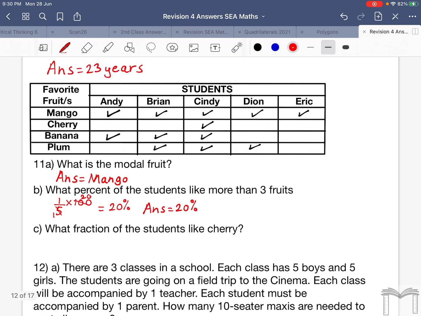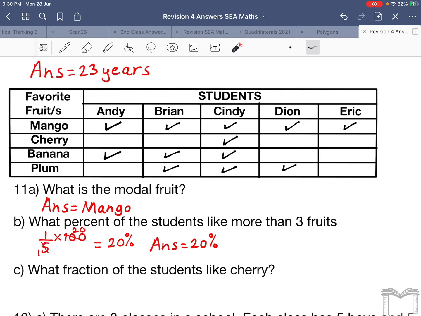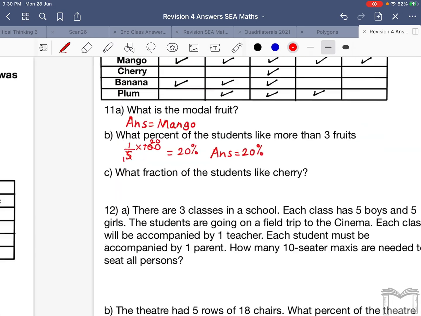Part C. What fraction of the students like cherry? Let's see how many students like cherry. Only one person likes cherry, and that's Cindy. So that's 1 out of 5 persons again. So that's 1/5 of the students.